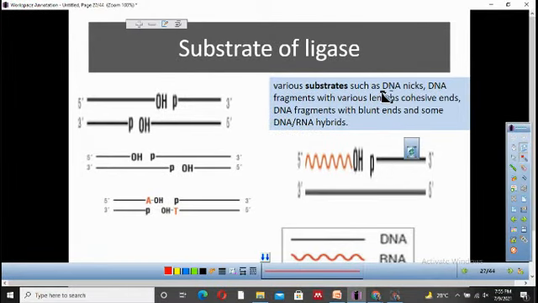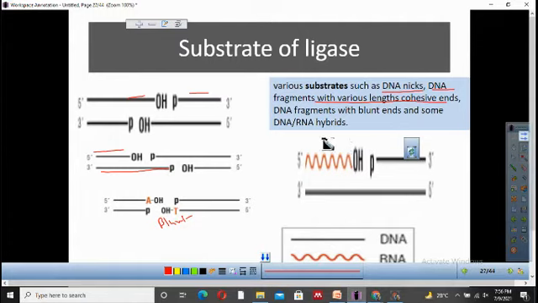For example, if a DNA nick is there, either in the double stranded or the single stranded, or DNA fragments of various lengths with the cohesive ends. Okay, this is the cohesive end. One is this, another one is this, this is also a cohesive end. And DNA fragments with the blunt end. If the blunt end will be like this, this is the blunt end. So ligase can seal all these types of DNA fragments.